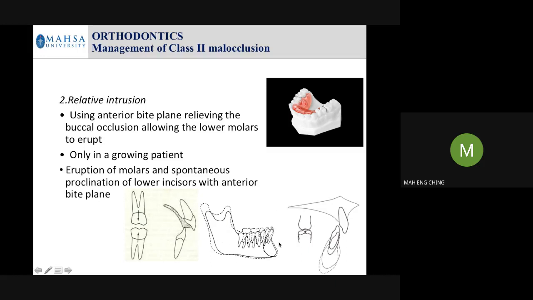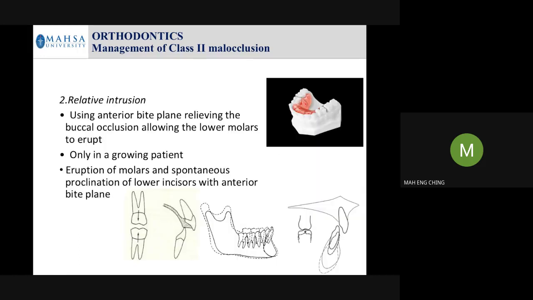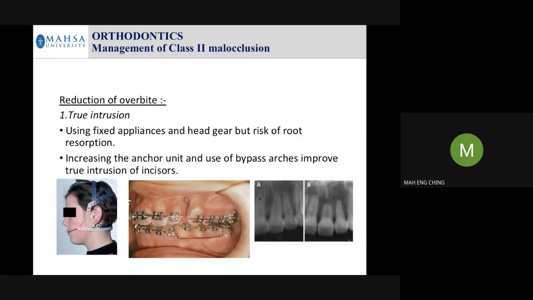Again, this bottom right picture just shows what I said just now. It's over-eruption of the molar, then hopefully can increase the vertical height. Same thing, this is how we reduce the overbite by causing the over-eruption of the molars. Extrusion, only extrusion of the molar to correct the deep bite. This is similar to relative intrusion. Extrusion means the molar extrusion. Intrusion means the incisor intrusion.